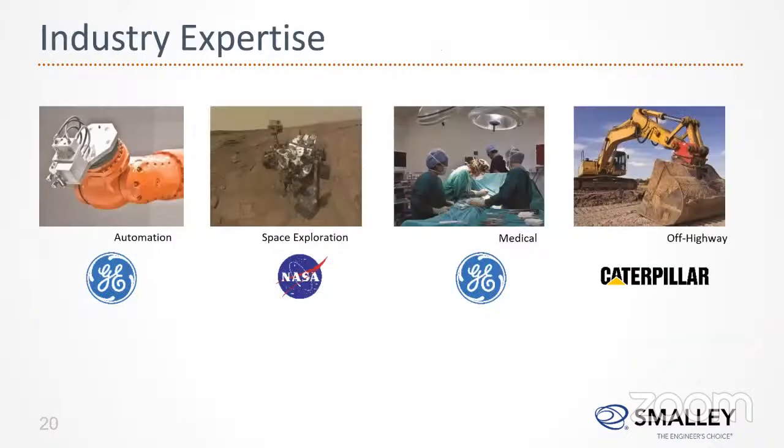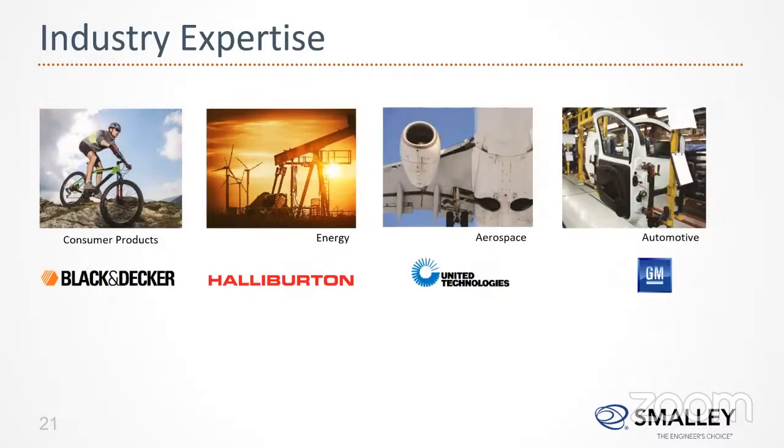Some of the industries which use wave springs and retainer rings more commonly are automation, mainly robotics. Space exploration, we supply to NASA, and in India we supply to ISRO in many projects, and also to DRDO, Defence Research and Development Organisation. So we are engaged with a lot of defense programs. Medical, off-highway like Caterpillar. Consumer products, energy, oil and gas, power, aerospace, and automotive.